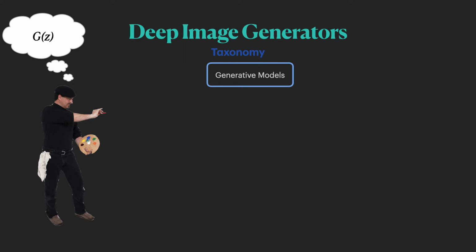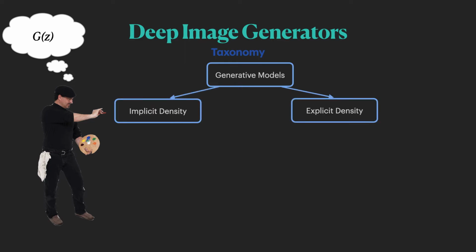We can divide generative models into the ones that use implicit versus explicit density. The main idea behind implicit models is that we don't really have to learn p theta x. It's enough to learn how to sample from it, and we'll see how GANs learn to do that. For explicit models, we have to solve the issue of computing p theta x.